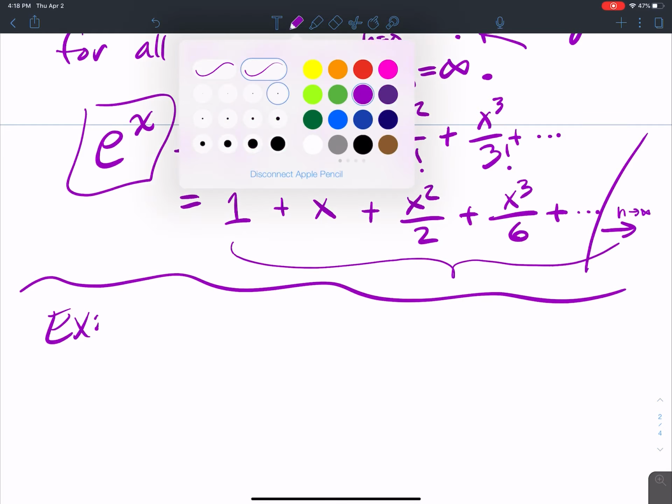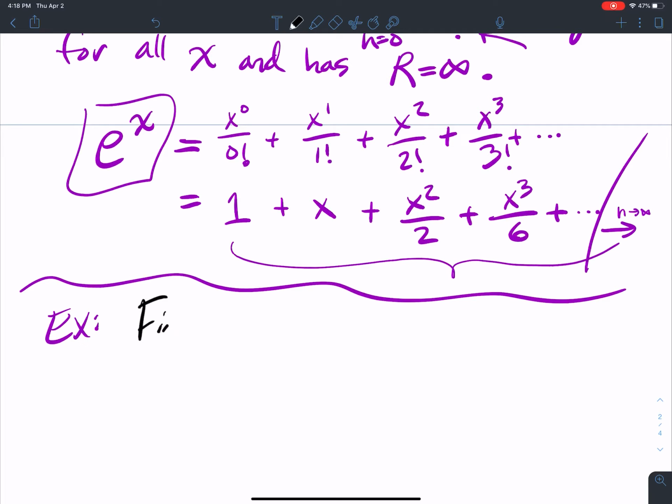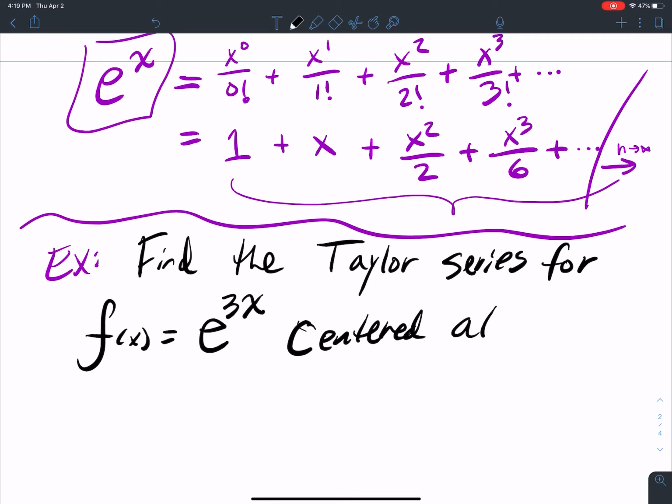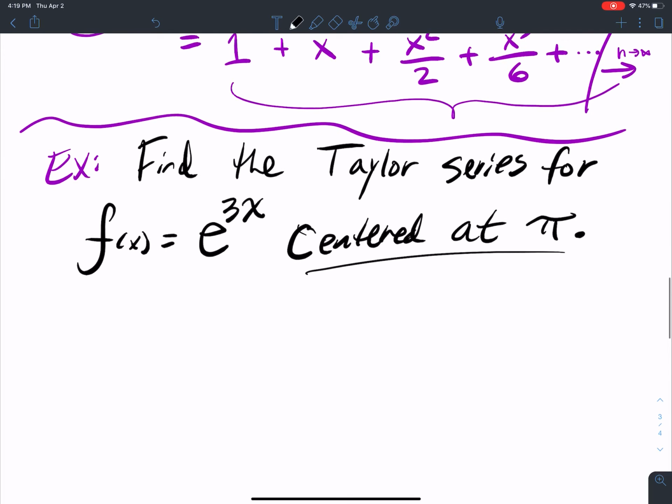Okay, so a Taylor series. I want to find the Taylor series for f of x equals e to the 3x, centered at pi. So instead of e to the x, I've got e to the 3x, and now we're centered at pi. This is what makes it not a Maclaurin series, because I'm no longer centered at 0. I'm centered at pi here.